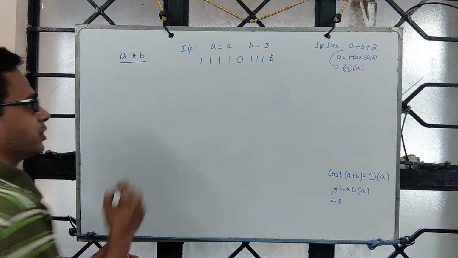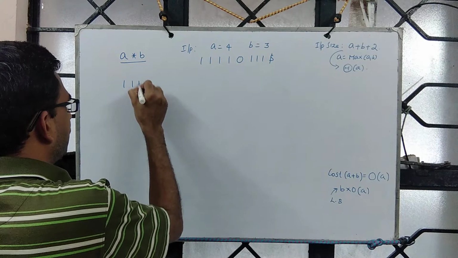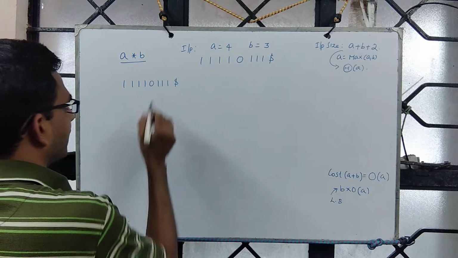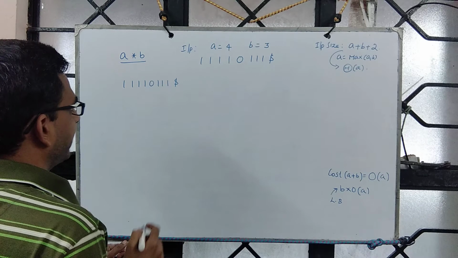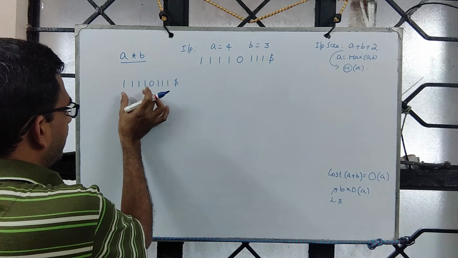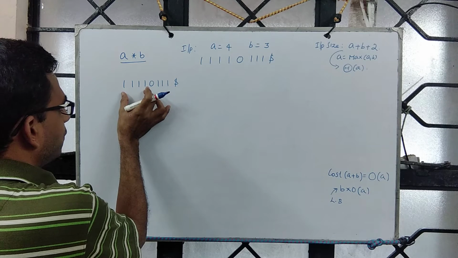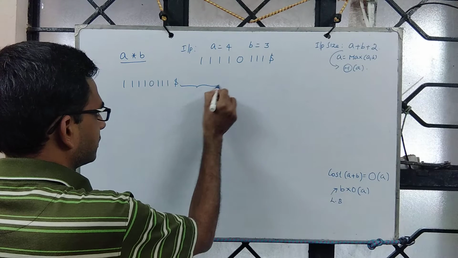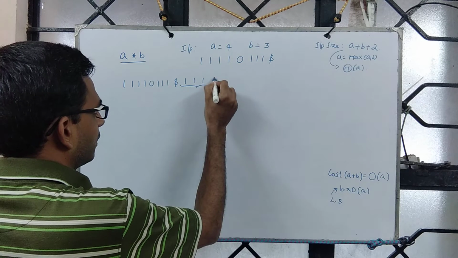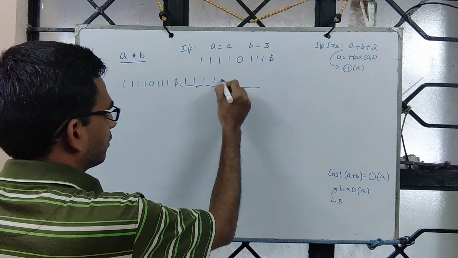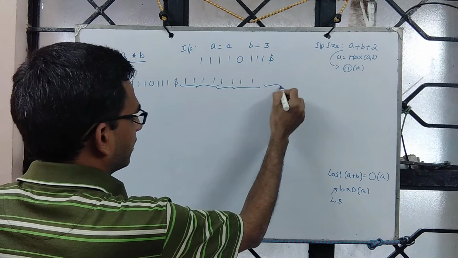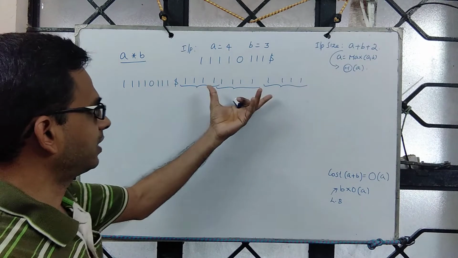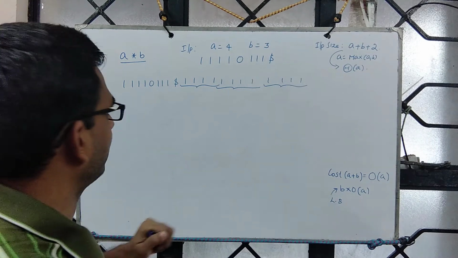Okay, let's look at an approach. So you have 1, 1, 1, 0, 1, 1, and dollar on the tape. It's an infinite tape, right? So the idea is this. I'm going to copy these 4 ones over here. How many times? 3 times. So that's precisely your idea. So copy this once and copy this again, and third time. Which means we get to see 12 ones. That's our output, or 4 into 3 is 12.